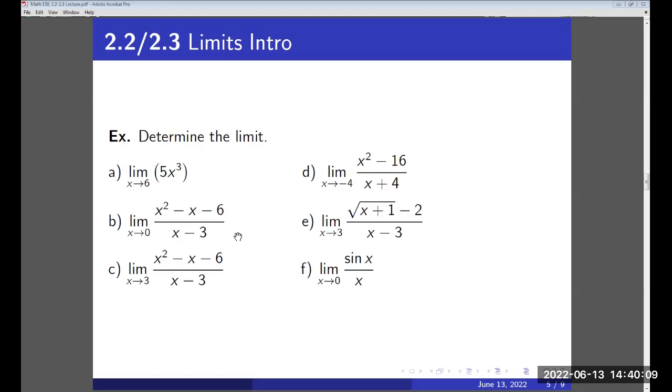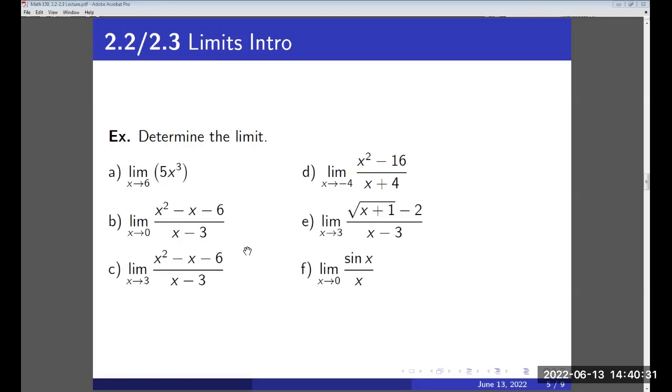So in part A and part B were very similar. We noticed, hey, there's nothing unusual happening where x is approaching in part A, so we could just plug it in. Same thing with part B. Even though we're dividing by x minus 3, if we're approaching 0, no problem. Plug it in, get our answer for both of those.